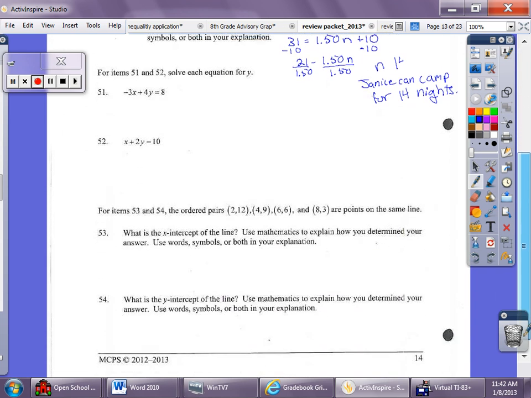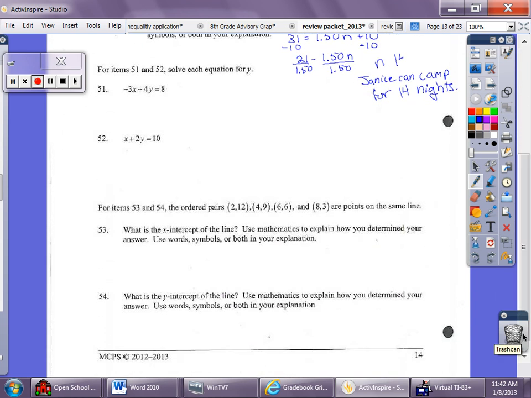51, 52, it says solve each equation for y. So we want to get y all by itself, so we have to get rid of x first. So we add 3x to both sides. Cross that off. I bring down my 4y. I don't know what 8 plus 3x is. I can't do it. They are not like terms, so I just simply write 3x plus 8 divided by 4.